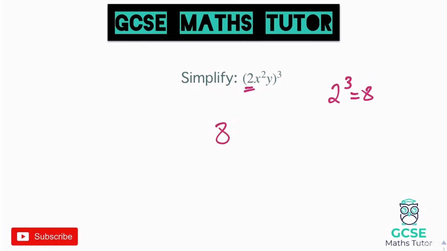Multiplying the powers for the x then, x to the power of 2, that's going to get times by 3, so that's going to become x to the power of 6. And y there is a power of 1 which is not written, so 1 times 3 gives us y to the power of 3. And there's our final answer there.